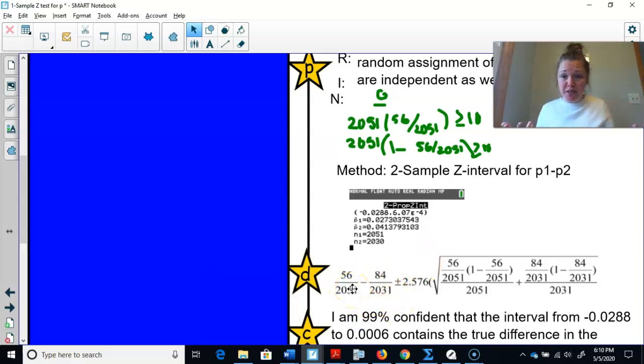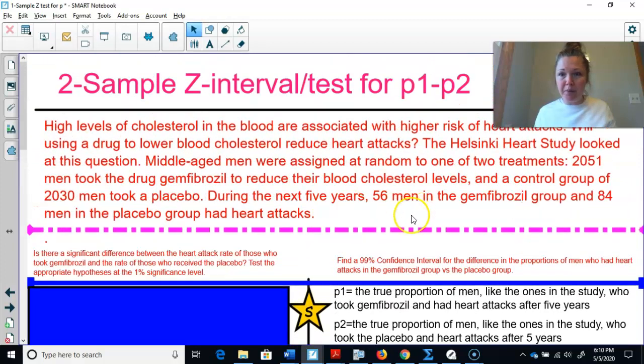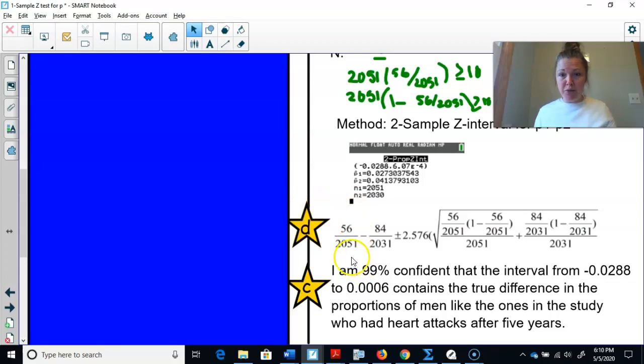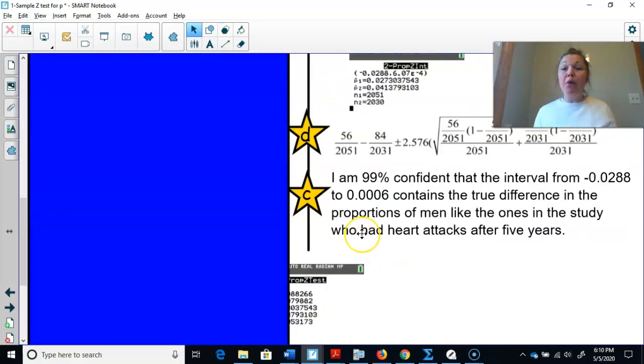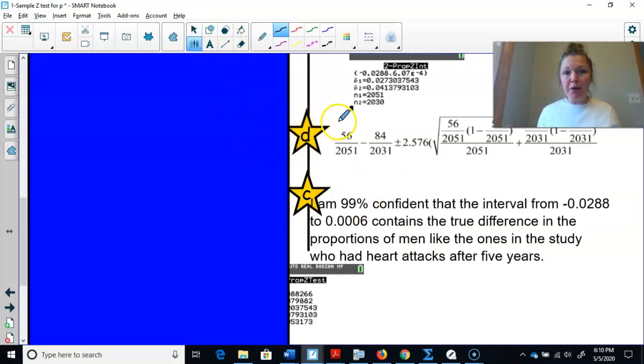I actually have 2 statistics, right? I have the part over the total for the Jump Fibrosol group, and you can see that up here, okay? 56 men of the Jump Fibrosol group had a heart attack versus 84 in the placebo group. So 56 out of 2,051, and we have another statistic that 84 out of 2,030. We have 2 statistics. We're interested in the difference of them. I am going to put a little parentheses here around that. Okay. Then let's go back to our formula sheet.